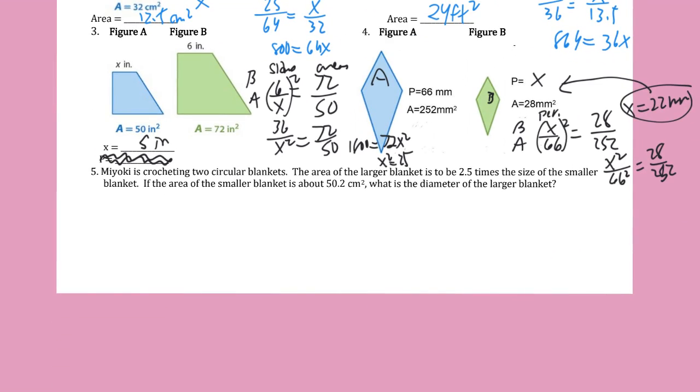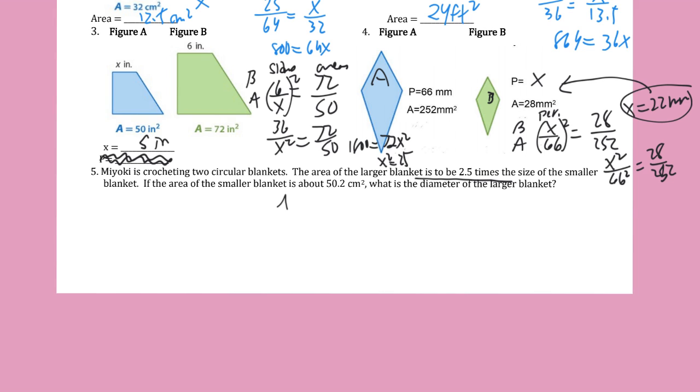It talks about you're making like a Barbie blanket. And so the ratio of the areas of these blankets is going to be 2.5. They tell you there's a smaller blanket and a bigger blanket. The smaller blanket has an area of 50.2. So there's a lot of things that they want us to talk about.